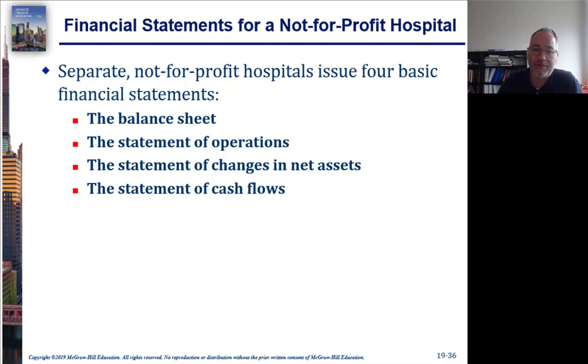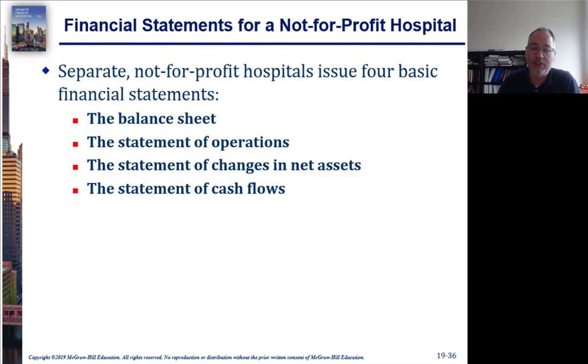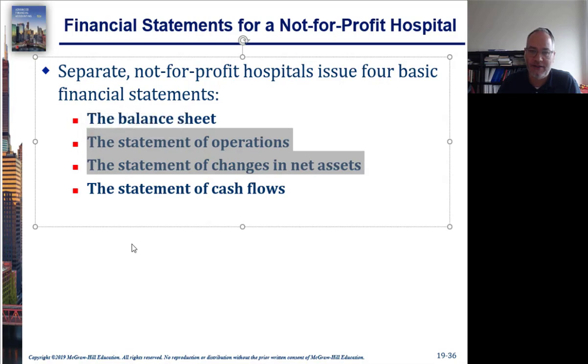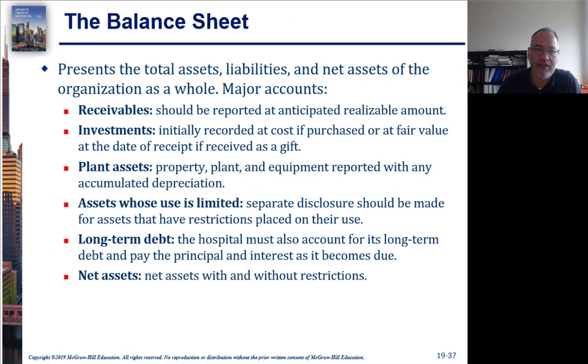So a not-for-profit would issue 4 basic financial statements. This is not quite right, because the general fund is also part of these financial statements. Balance sheet, income statement, or a statement of operations, because there's no income, statement of changes in net assets, and statement of cash flows. And these are kind of combined. So you really have your statement of operations, and that should feed into the statement of changes in net assets. So let's talk about each of these.